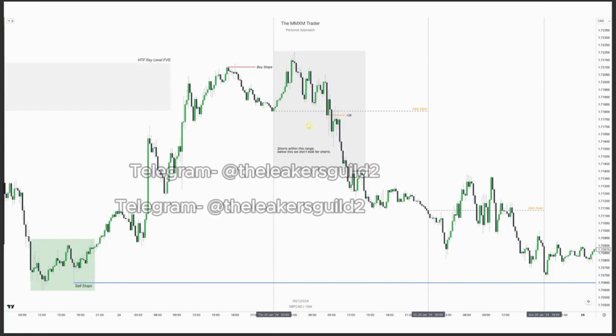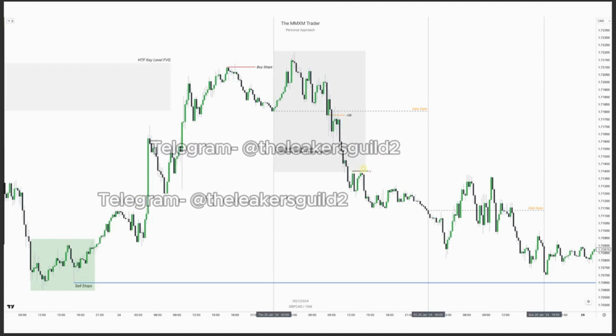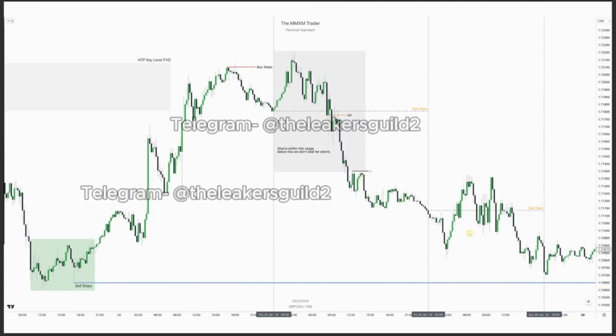And continuation purges where you can take shorts from. So this one is still in the box here, and that's a continuation purge into the lows. Now what happens on the third day, right?